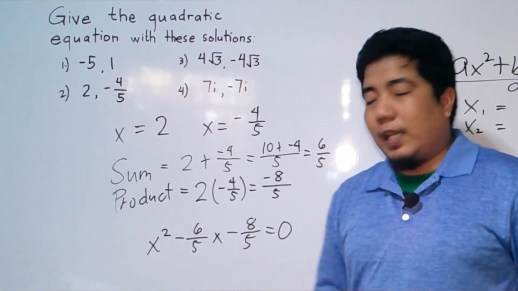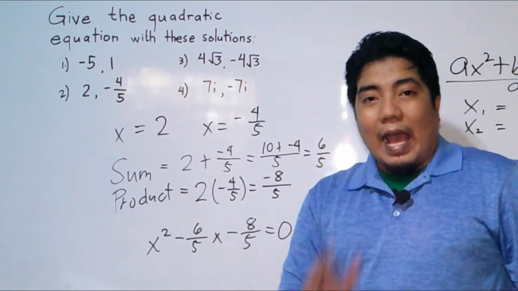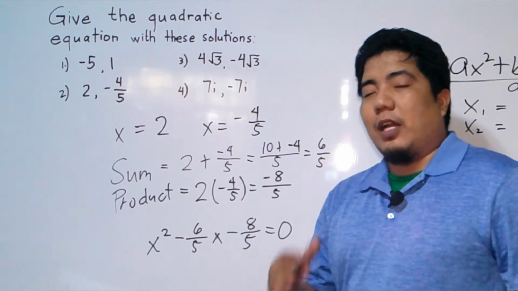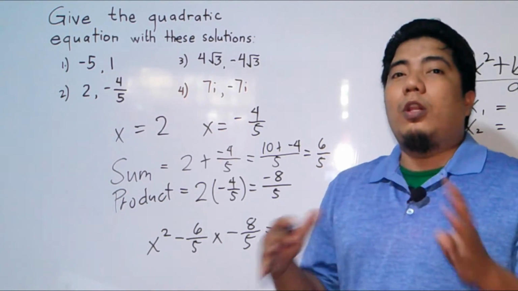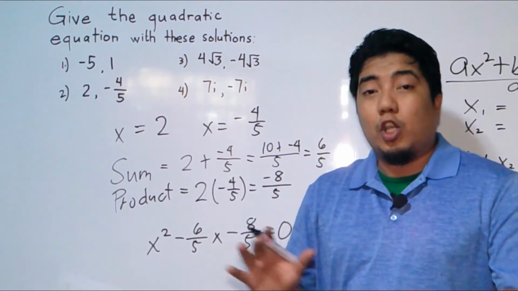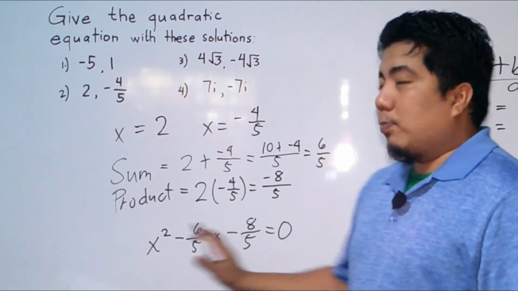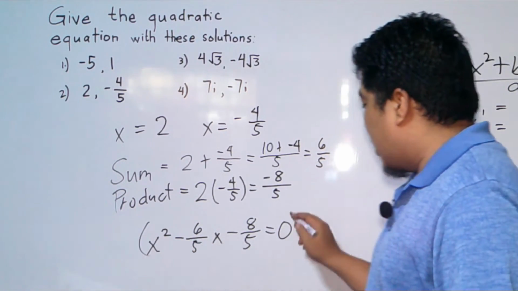Now, as you can see, this is not yet the final answer because our coefficients have a rational number, or a fraction, as their coefficient. Let's try to use whole numbers as our coefficients. So how do we make all our coefficients whole numbers? You just multiply the whole equation by its denominator, and that is 5.